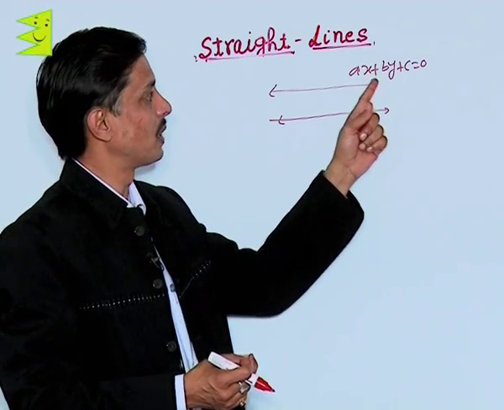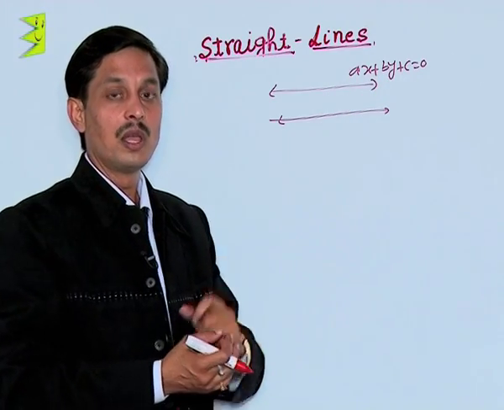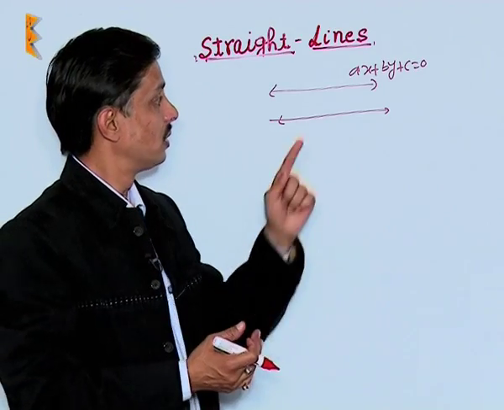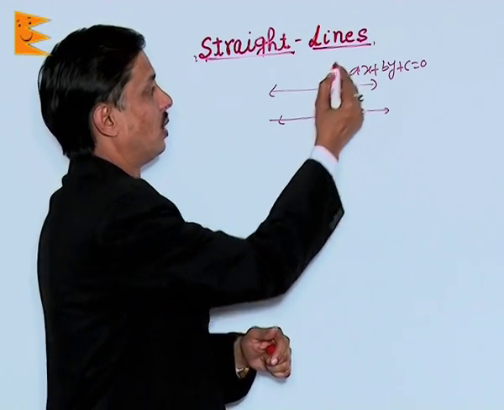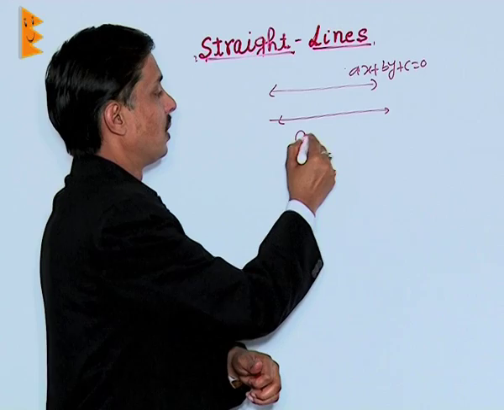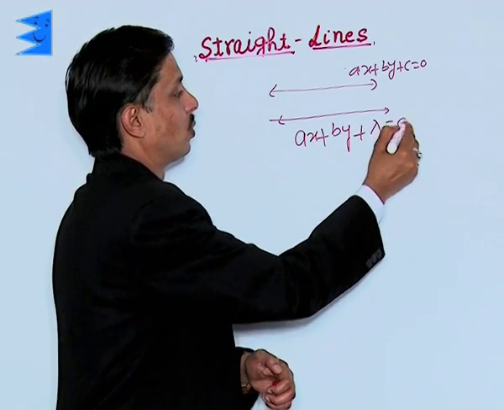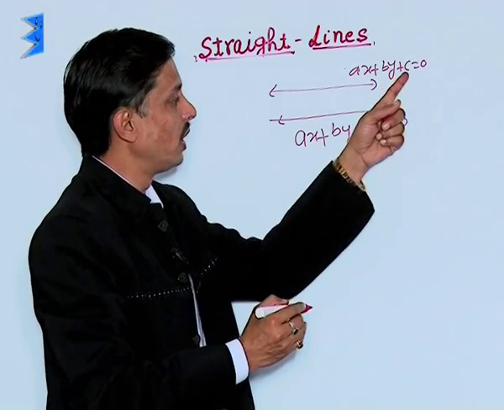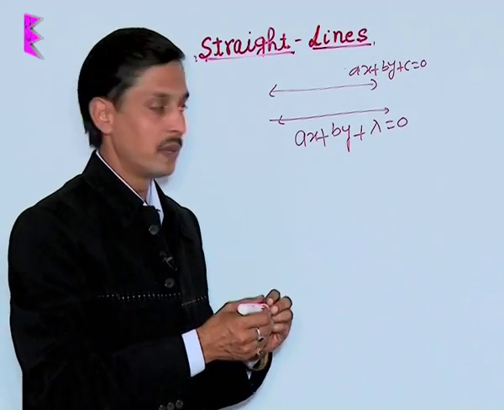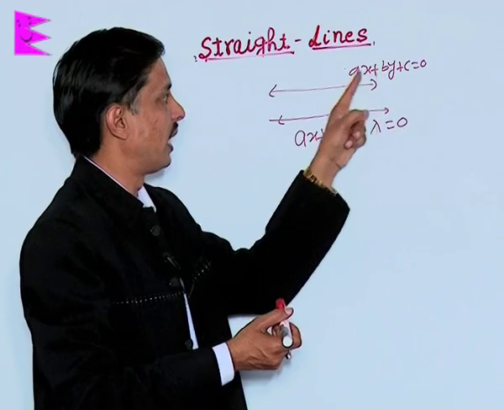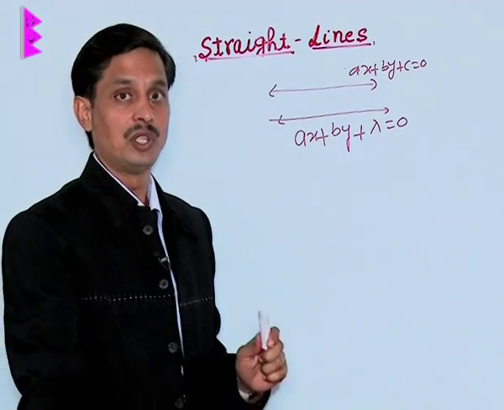The line is ax plus by plus c is equal to 0. How will we find the equation of the line which is parallel to this? The formula is ax plus by plus lambda is equal to 0. That is, only the constant will change. There will be no change in the sign and in the coefficients.